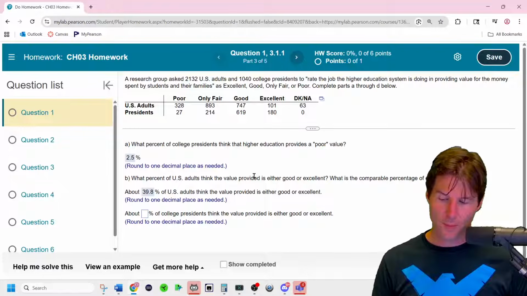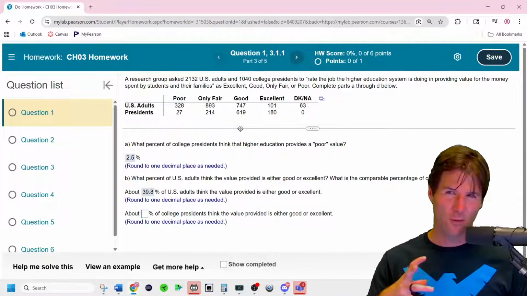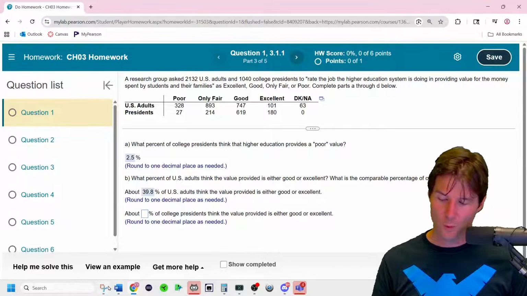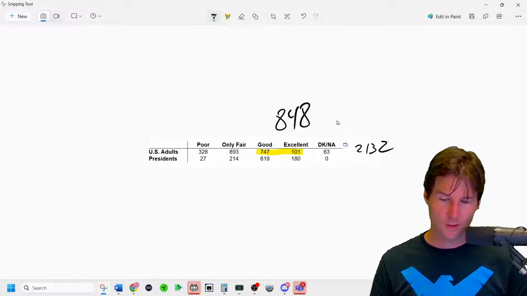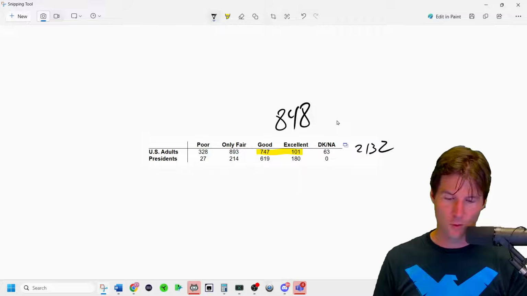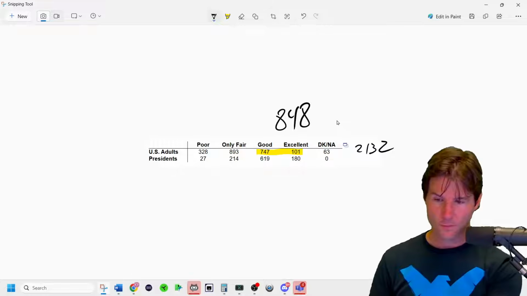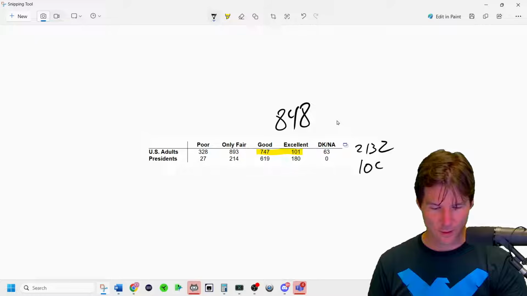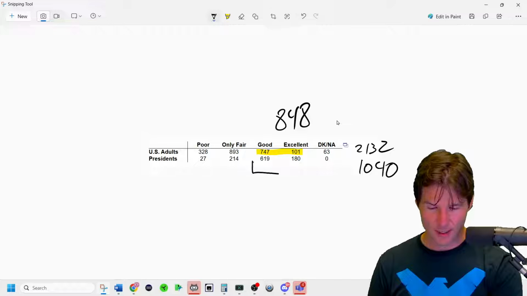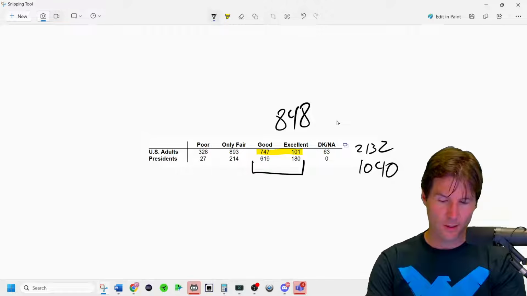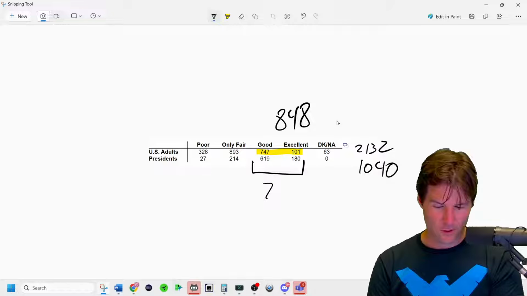Next one says, about blank percent of college presidents think that it's either good or excellent. Now, notice this changes to college presidents to see if there's kind of a relationship here. Because we said, what percent of the U.S. adults? It's 848 out of the 2,132. And it was 1040 down here. So we're going to do the same thing by adding these up. Already, that's a big number right there. That's 799 as far as I can tell.